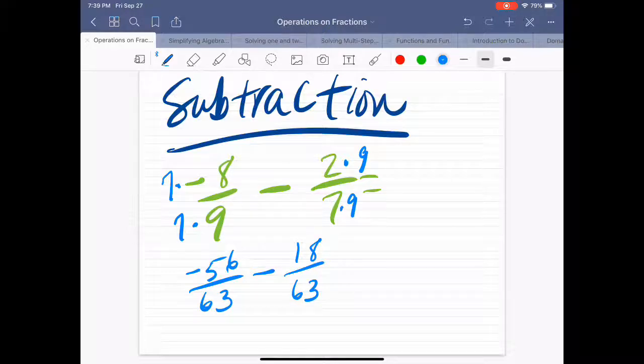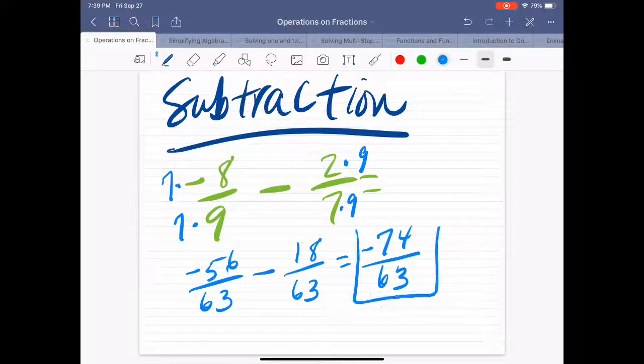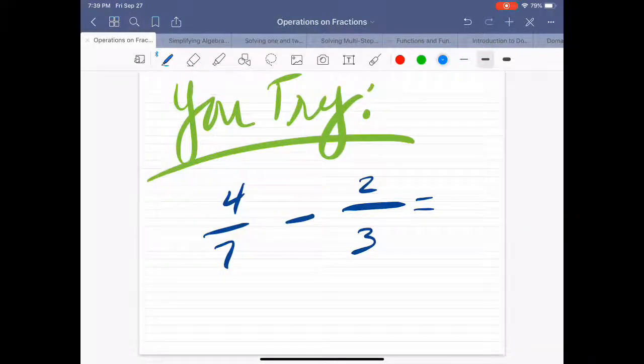Now that you have a common denominator, you're able to subtract your fractions. Negative 56 minus 18 is negative 74. When you subtract fractions, you keep the same denominator, so bring it down. Nothing reduces, so you are done. So pause the video and try the following problem.